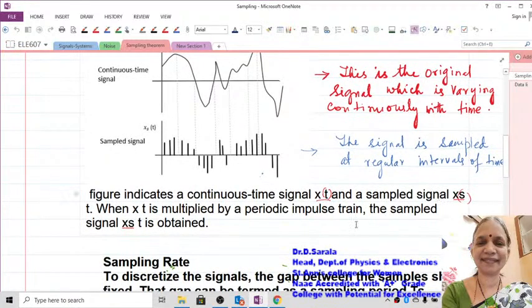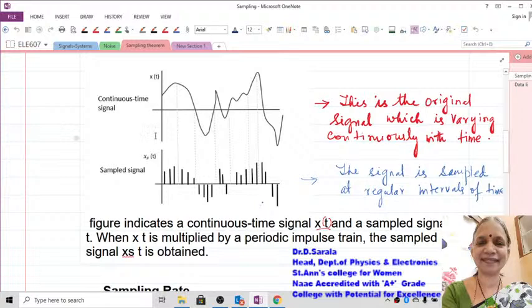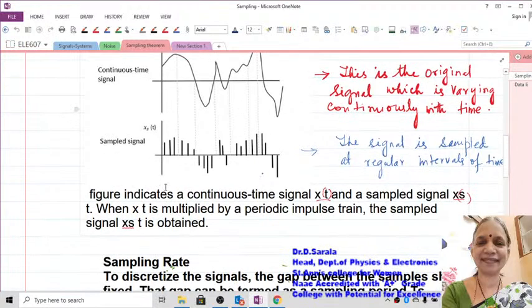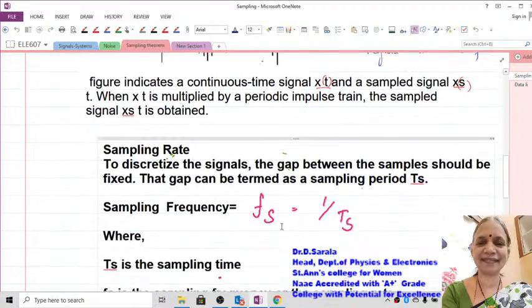This figure indicates x of t, x as a function of time t, is sampled. The first signal is the original signal. The second signal is a sampled signal. So if x of t is multiplied by a periodic impulse train, the sampled signal is obtained.